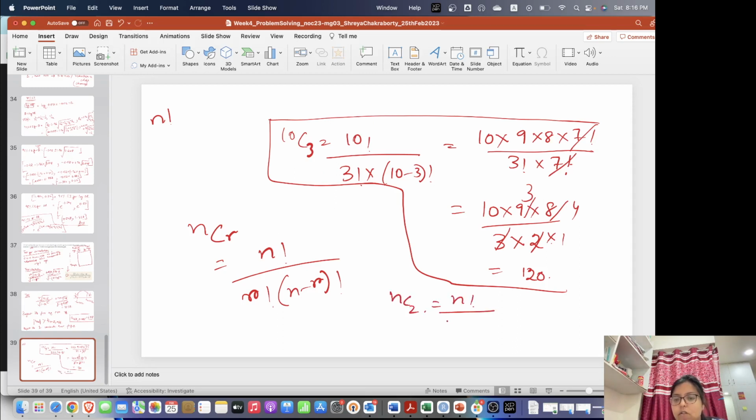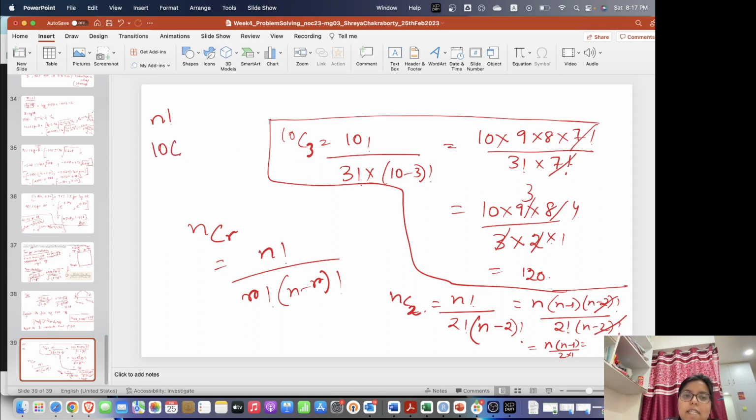So nC2 will be n factorial by 2 factorial into n minus 2 factorial. This one you can write as n into n minus 1 into n minus 2 factorial by 2 factorial into n minus 2 factorial. This and this get cancelled, and this is n into n minus 1 by 2 into 1. So this shortcut will hold only if the denominator is 2, the nC2 case, but not for something else. If it is 3 or 4 or something else, then it will not work. But it will work if the difference is 2.